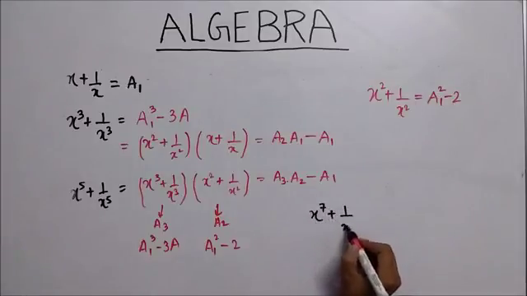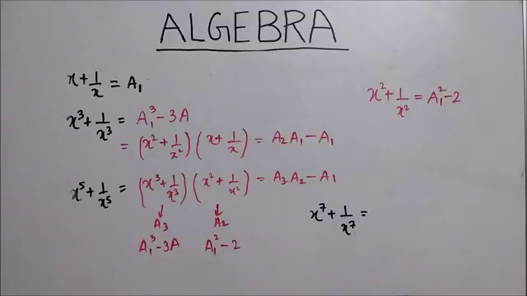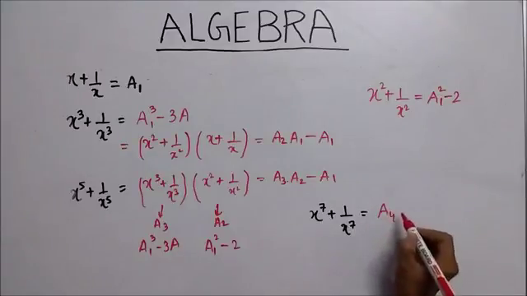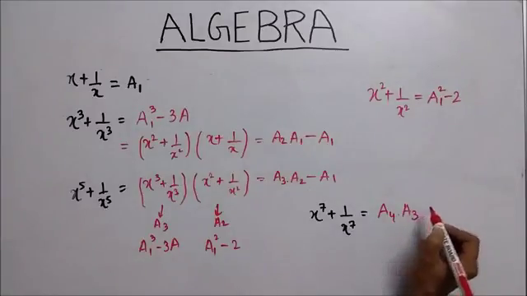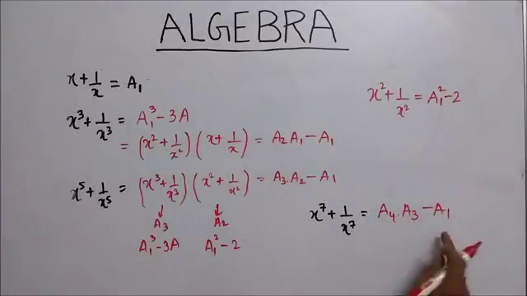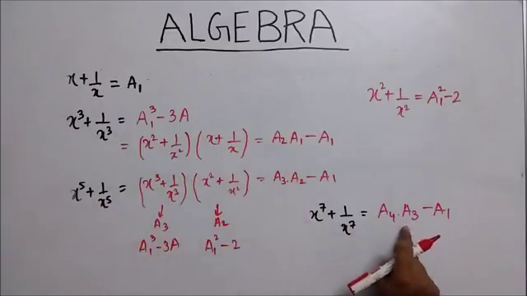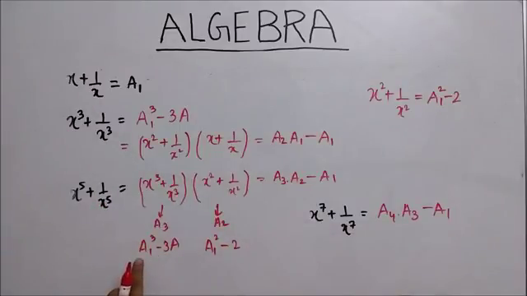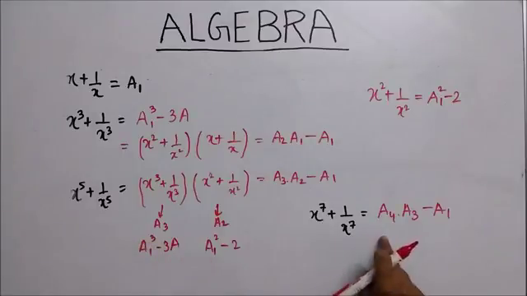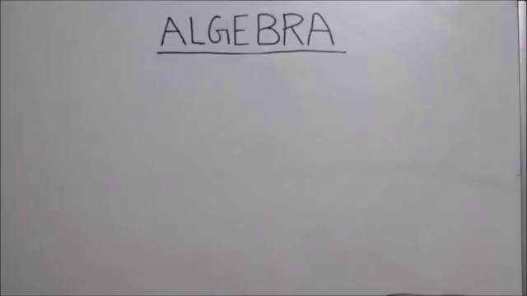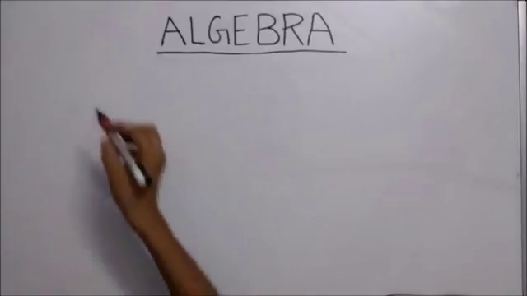Similarly, if someone is asking you to find out the value of x power 7 plus 1 upon x power 7, just write a4 into a3 minus a1. You know the value of a1, that is x plus 1 upon x. You know the value of a3, that is a cube minus 3a, and just find out the value of a4 in a similar way.